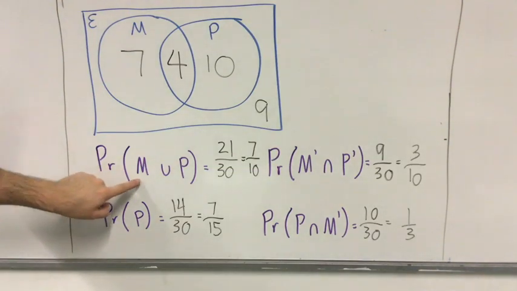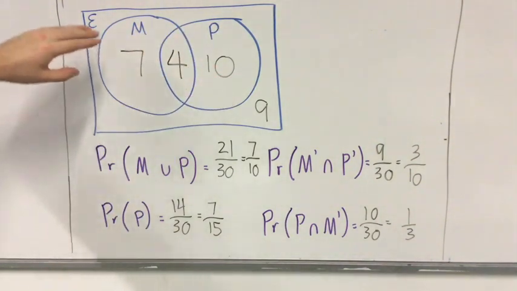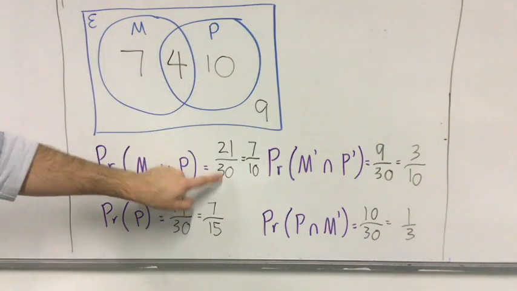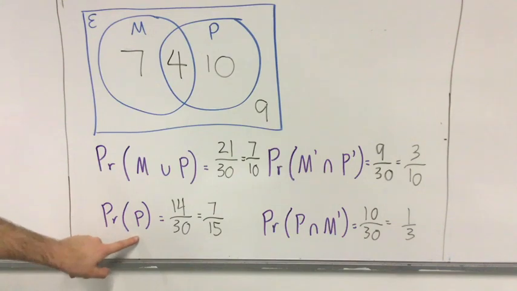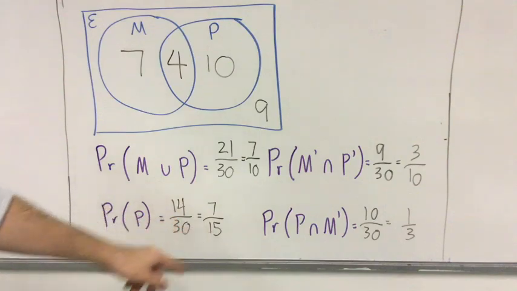Probability that they like mushrooms or pineapple. That's everyone in the circles. Look at you colouring in from the start of the video. That had all the circles coloured in. 21 over 30, simplify it. Probability they like pineapple on their pizza. Count up everyone in the P circle. It's here and here. Simplify it.